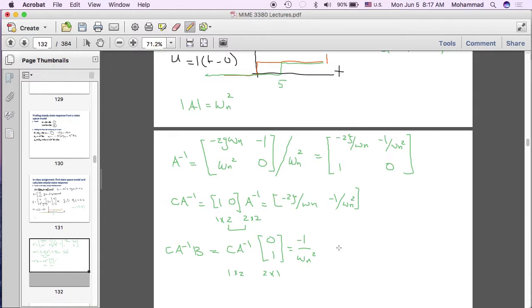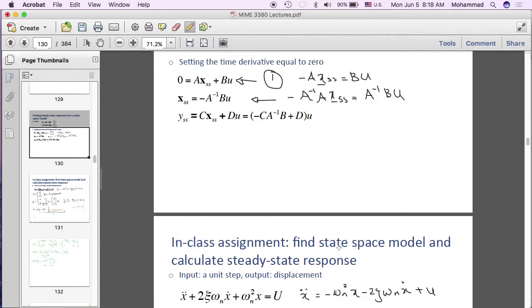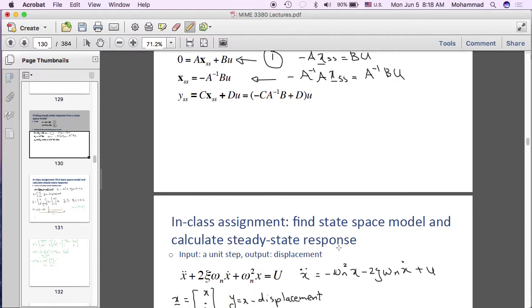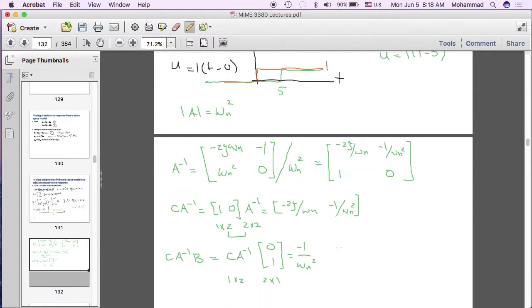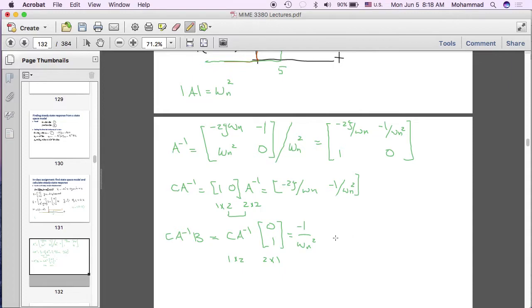Okay, so if you go back to the formula for y steady state, there is a negative sign that is multiplied by C times A inverse times B. So y steady state is minus C A inverse B plus D times U. D by the way is 0, so what is left to do is to pre-multiply it by a negative sign. So y steady state therefore is equal to, and U is 1, so y steady state is 1 over omega n squared.